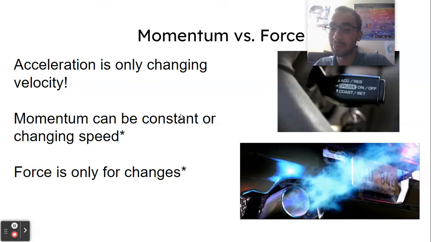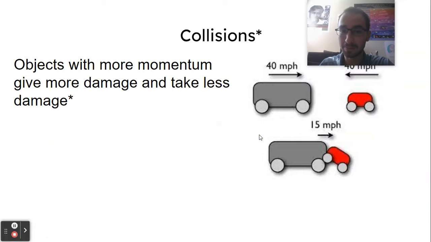That's the nice thing about momentum. It can tell us how much momentum something has, how much oof it has if it's moving, even at the same speed. Force is only for changes in things. Okay, so that's a big difference. So we really save momentum for collisions.